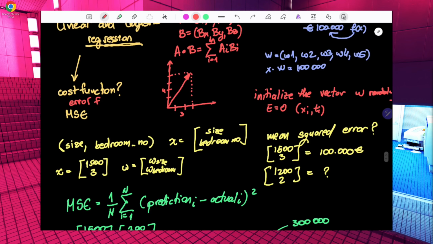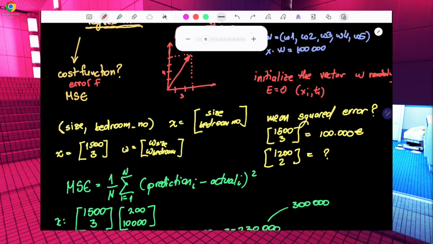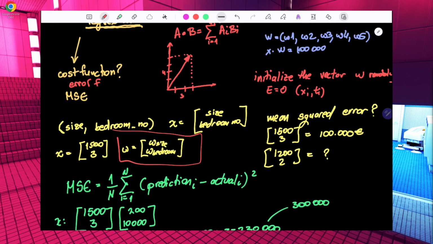So I think here I also have an example of this. Let me just increase this to 20. So let's say I have only two parameters: the size and the bedroom numbers, and I have the x, which is the vector of size and the bedroom numbers. And I can have here an x of 1,503 bedrooms, and I have the weights of the size and the bedroom.